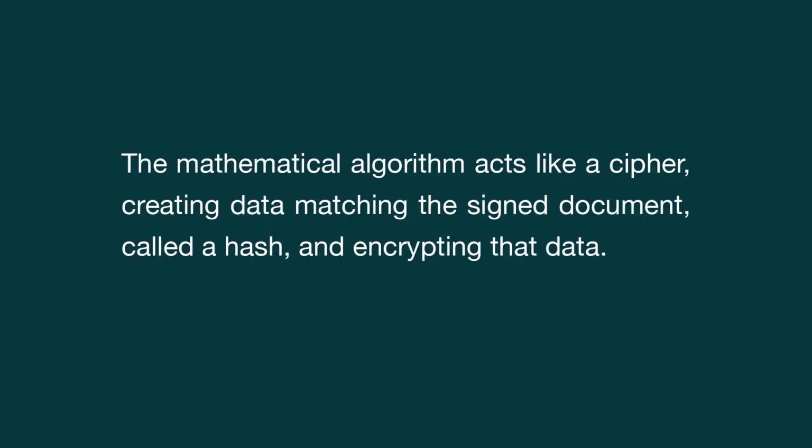When a signer electronically signs a document, the signature is created using the signer's private key, which is always securely kept by the signer. The mathematical algorithm acts like a cipher, creating data matching the signed document called a hash, and encrypting that data. The resulting encrypted data is the digital signature. The signature is also marked with the time that the document was signed. If the document changes after signing, the digital signature is invalidated.